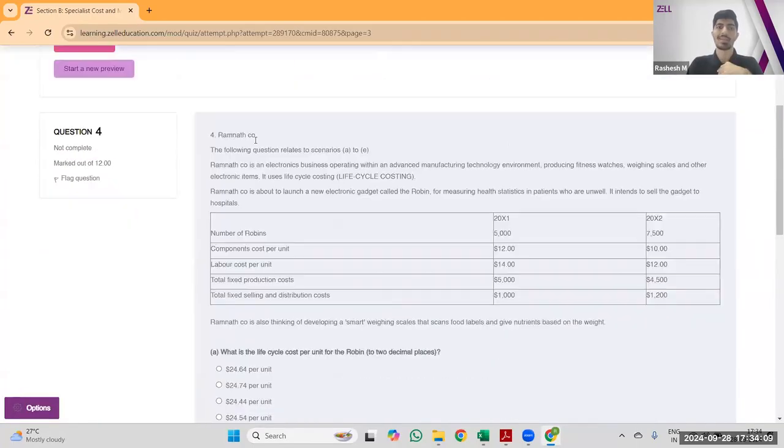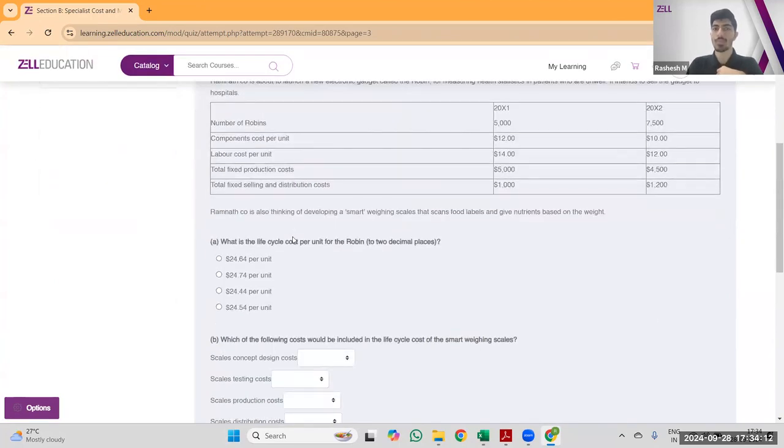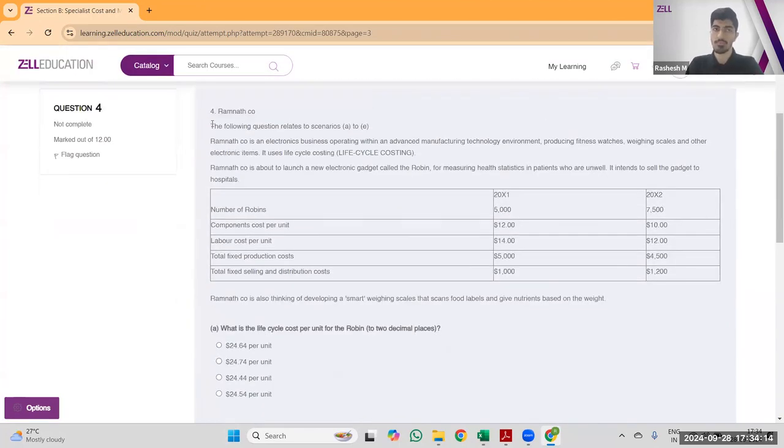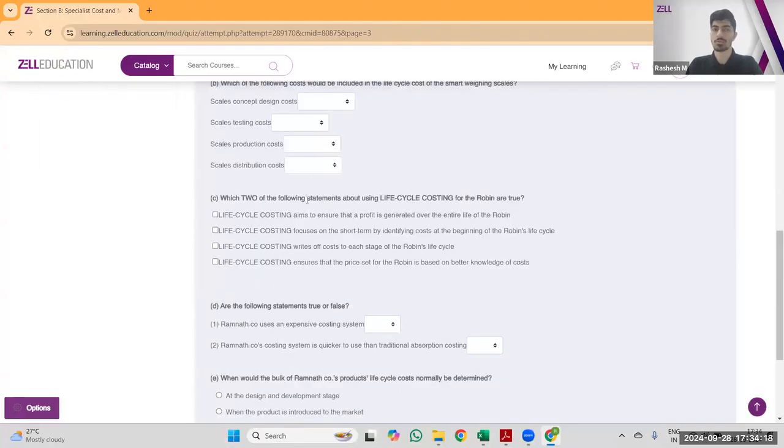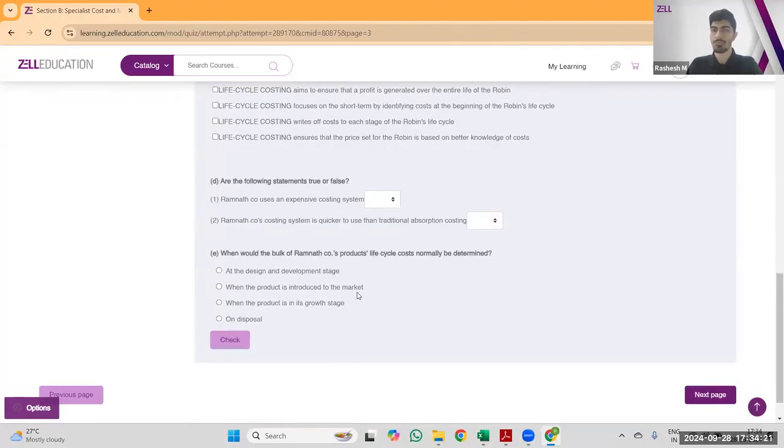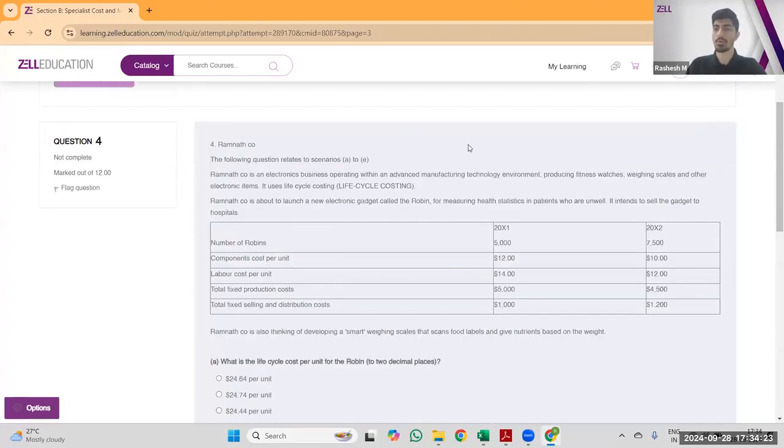All right, let's tackle question number 4. As you will see in Section B, there will always be some background info and there'll be 5 sub-questions following it. Let's tackle the questions one by one.